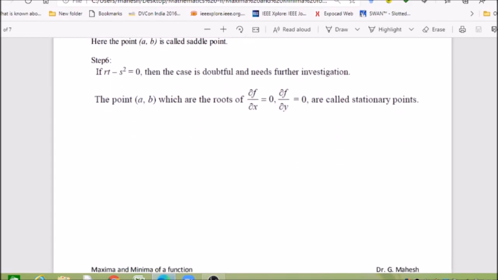The points (a, b), which are the roots of ∂f/∂x equal to 0 and ∂f/∂y equal to 0, are called stationary points. So we get maxima or minima at these stationary points only.